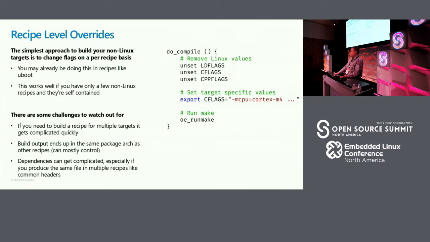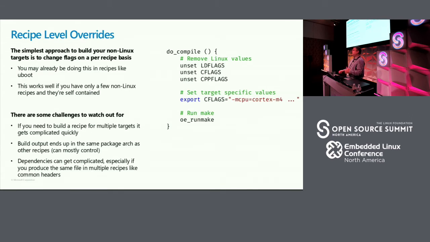The simplest approach is to just override your flags and just tell Yocto, I know you're smart and you figured out all the right flags for my Linux variant. Don't worry, I'm just going to set C flags and LD flags to what I want. The thing that's really interesting is that Yocto actually does this in a number of places, and the best example is U-boot. And so if you think about if you're building U-boot for your system, it's targeting the same CPU architecture, it's targeting the same ISA, but your flags are a little different.